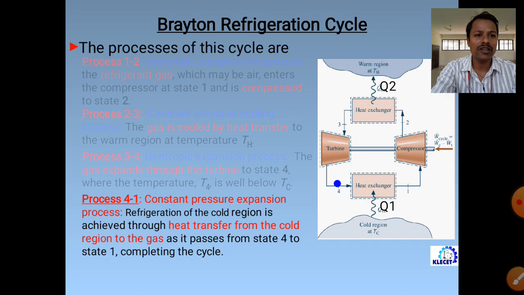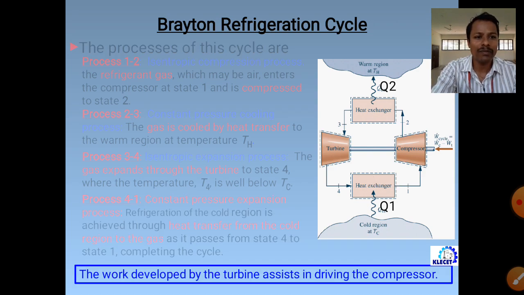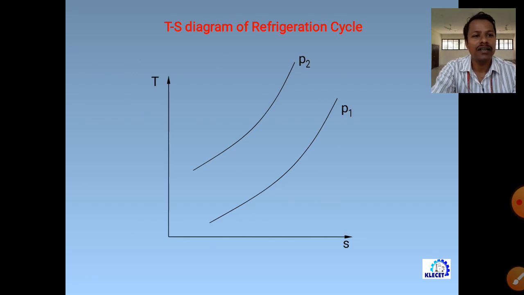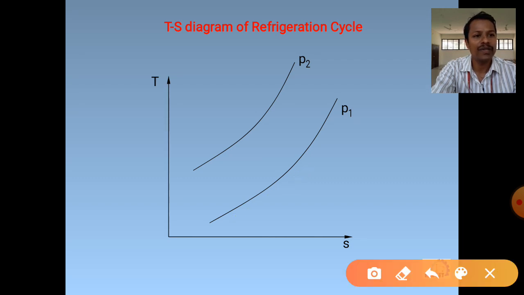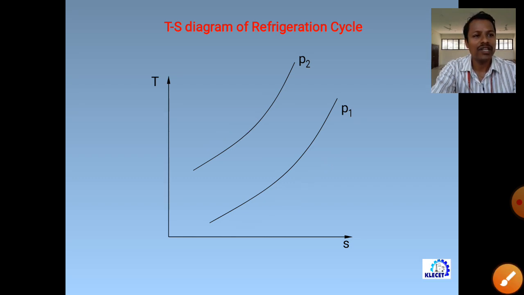Then 4 to 1 is a constant pressure process wherein heat is absorbed, and it is animated. The work developed by the turbine assists in driving the compressor. This is the minimum pressure of the cycle, the cold chamber pressure, and this is the intercooler pressure. Let us look into the animation.